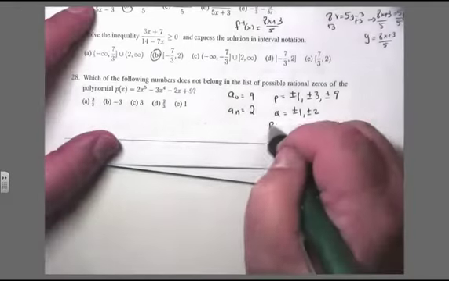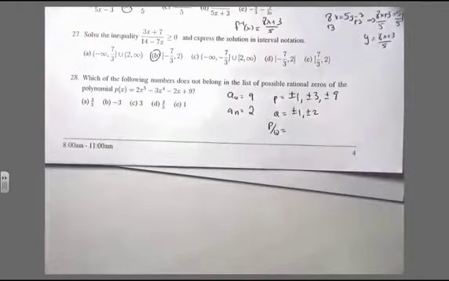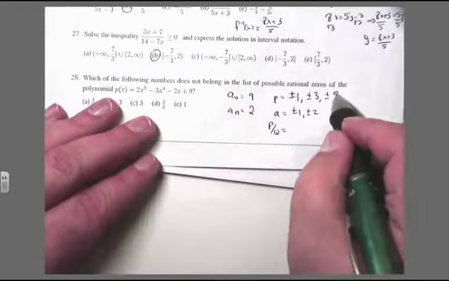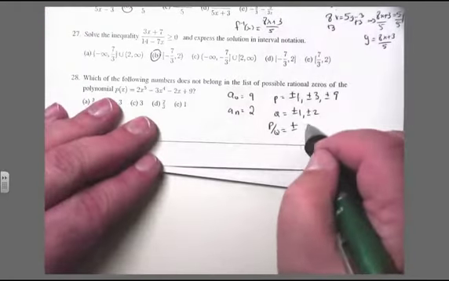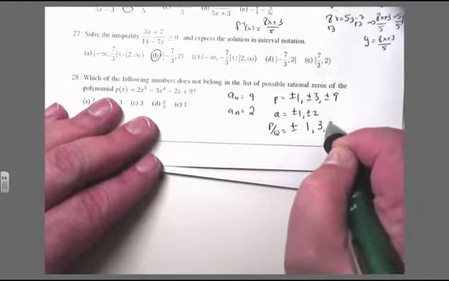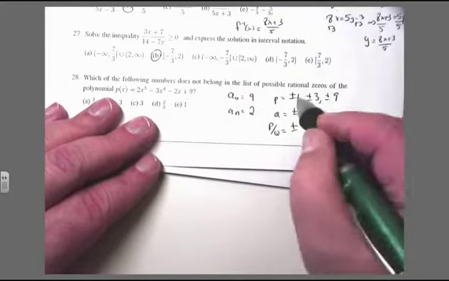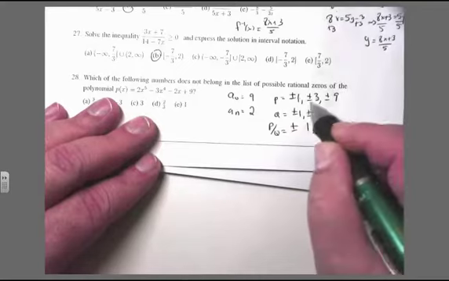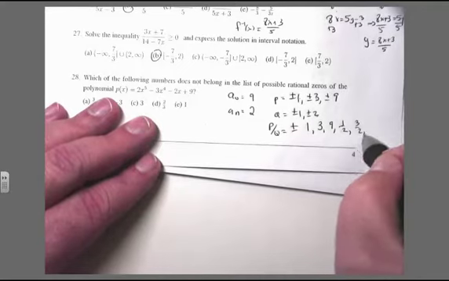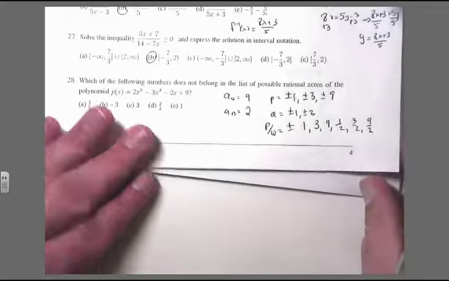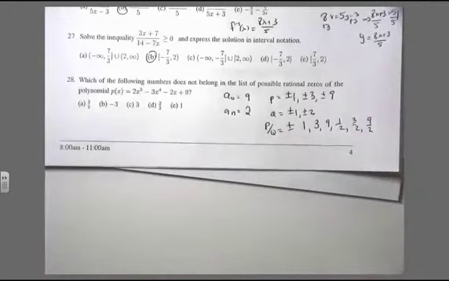So let's write down every possible way we can write a P over a Q. That's 1, 3, and 9 over 1. It's plus or minus 1 over 1, 3 over 1, 9 over 1. It's also 1 over 2, 3 over 2, and 9 over 2. So these are plus or minus. These are all of the possible rational zeros. Plus or minus 1, 3, 9, a half, 3 halves, and 9 halves.